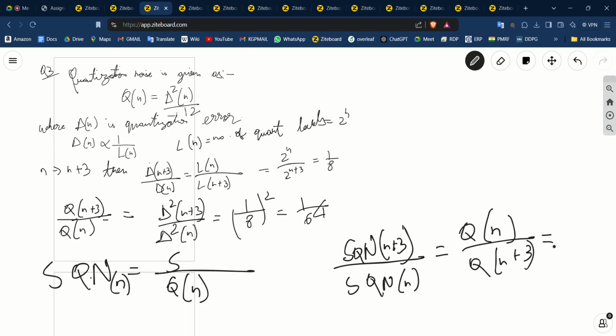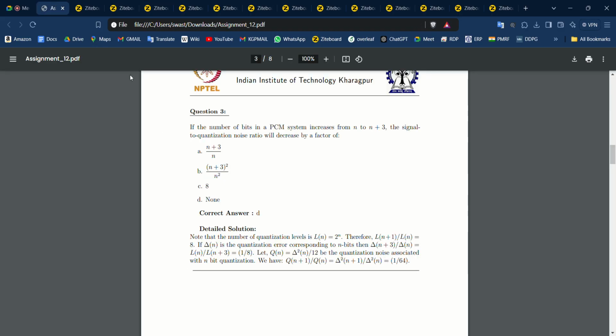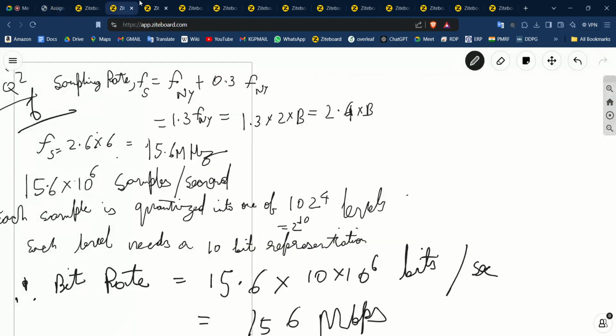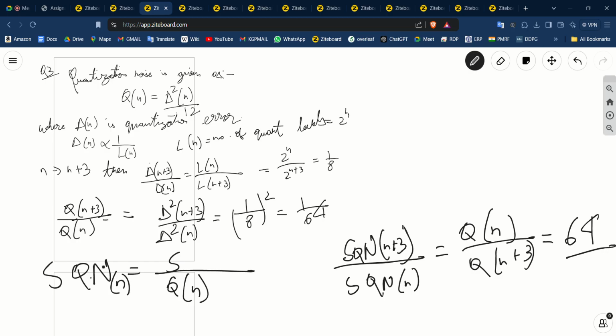So this will be the opposite of 1 by 64, so 64. So the signal to quantization noise ratio will increase 64 times. So correct answer is D. None of these, as 64 is not an option here.